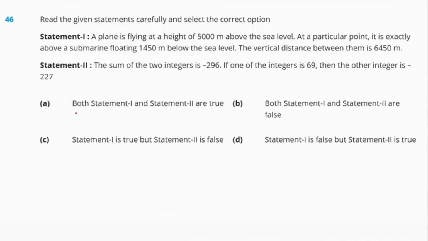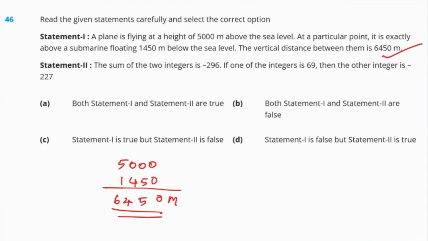Next, read the given statements carefully and select the correct option. A plane is flying at a height of 5,000 meter above the sea level. At a particular point, it is exactly above a submarine floating 1,450 meter below the sea level. The vertical distance between them is 6,450. So the plane is flying at 5,000 meter and it is exactly above the submarine floating at 1450. When we add this, we get 6450 meters. So the first statement is true.